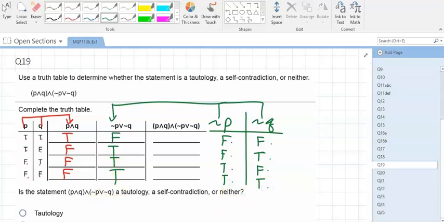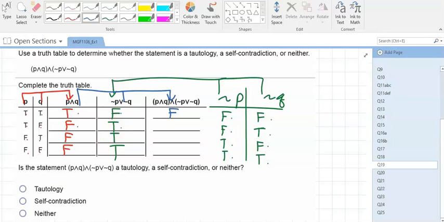Good. And now we take these two columns and we'll perform an and on them. And again, we've talked about ands. Ands are only true when both are true. So I've got true, false. Whoa, stuff is moving. False, true. False, true. False, true. So now we talk about our words down below.